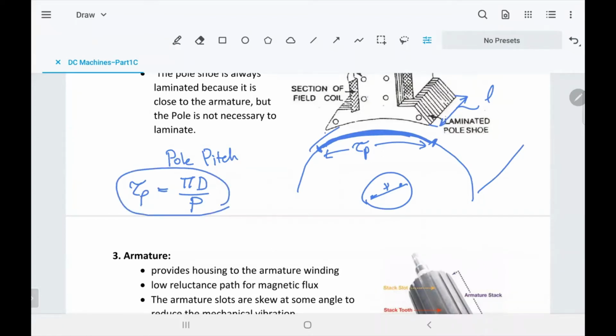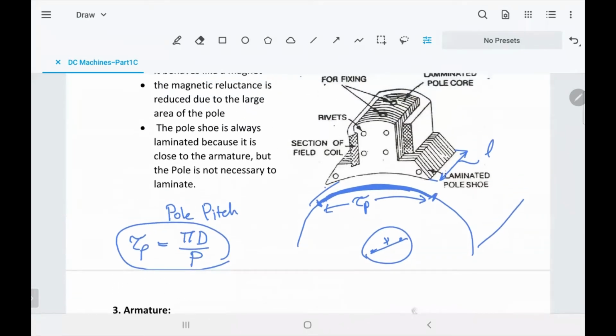Most of the time they give you the flux density. The flux density means the flux per area, per square meter. So you have to find the area on the rotor that is facing this pole shoe, where the flux will be intersecting. So how do I find the area now? This is tau P, and the length of the shoe is L. We multiply tau P times L, and it gets you the area that's facing this pole shoe.